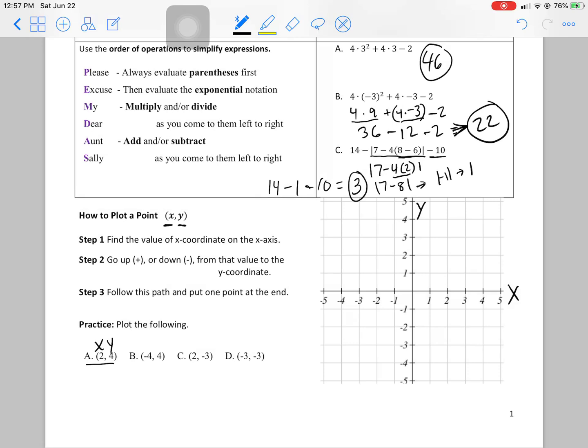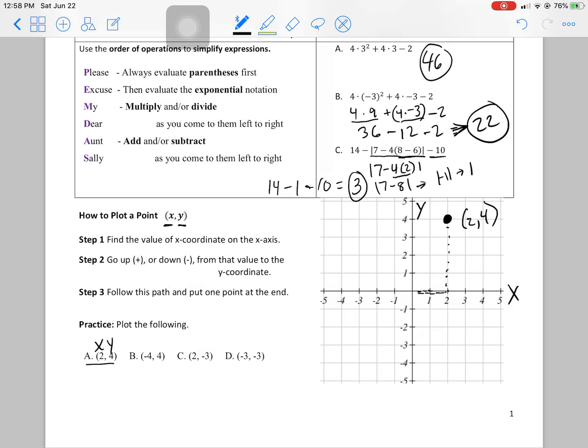So you need to find a positive 2. There's a positive 2 right there. You want to pause at that positive 2. Don't put a dot. I'm just putting one because you can't see where my pencil is. Go over to the 2 on the x-axis. Let me put a little dashed line here. Okay, I'm here. And then I want to go up to a positive 4. That's where your dot goes. Okay, right there is 2, 4.